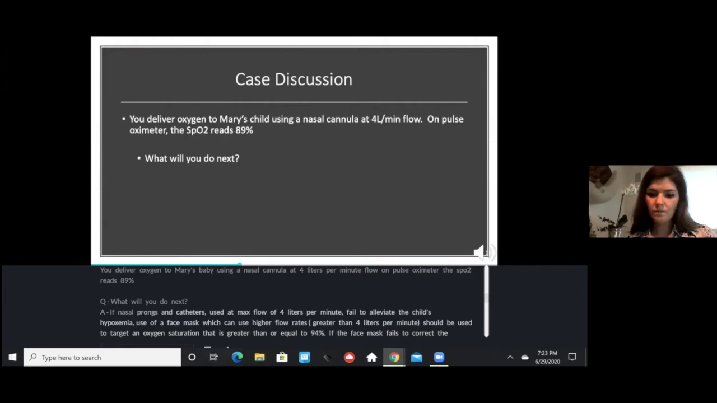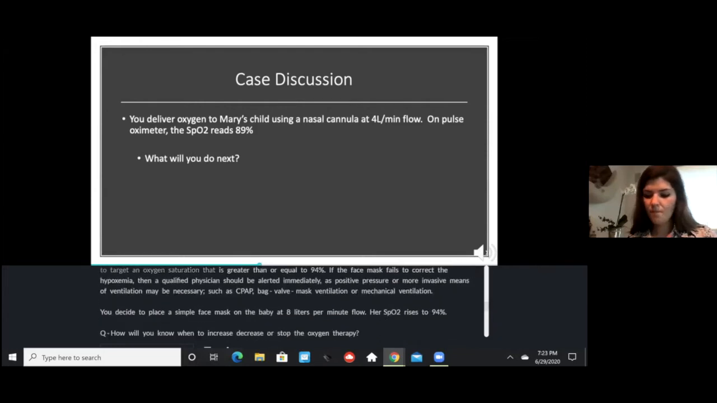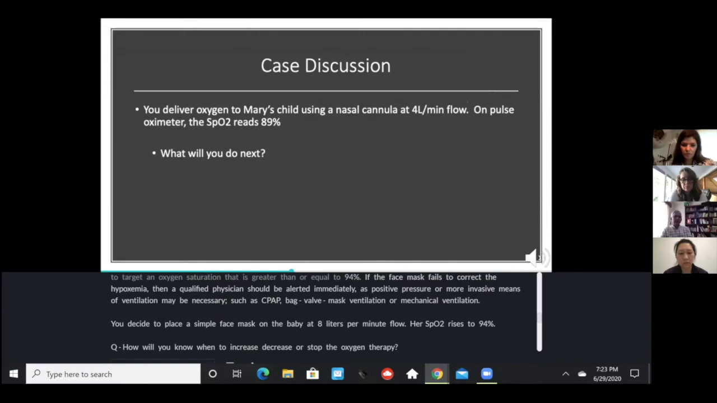If nasal prongs and catheters used at max flow of 4 liters per minute fail to alleviate the child's hypoxemia, use of a face mask, which can use higher flow rates greater than 4 liters per minute, should be used to target an oxygen saturation that is greater than or equal to 94%. If the face mask fails to correct the hypoxemia, then a qualified physician should be alerted immediately, as positive pressure or more invasive means of ventilation may be necessary, such as CPAP, bag valve mask ventilation, or mechanical ventilation.